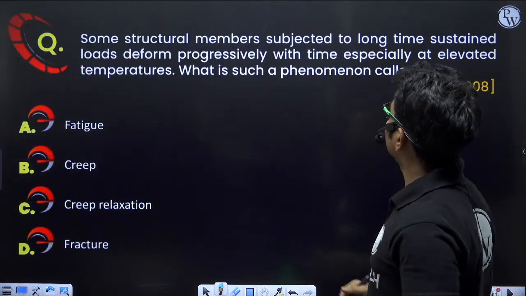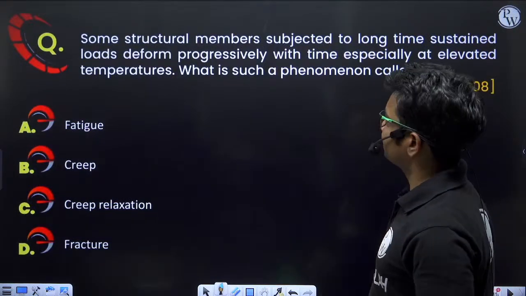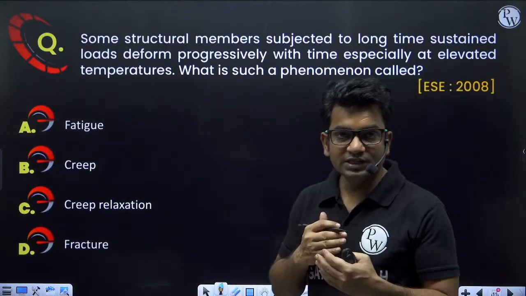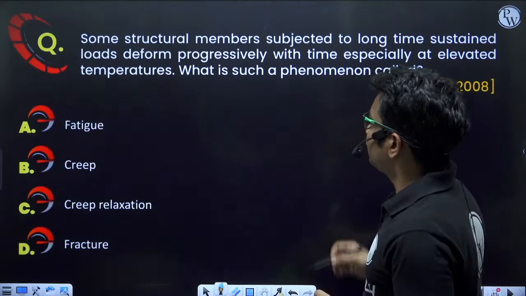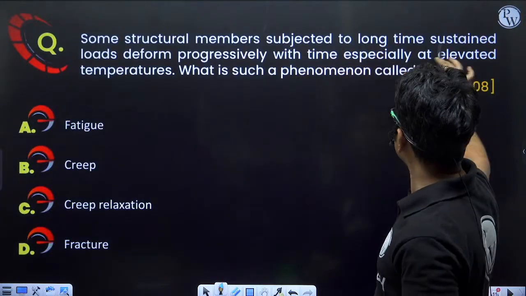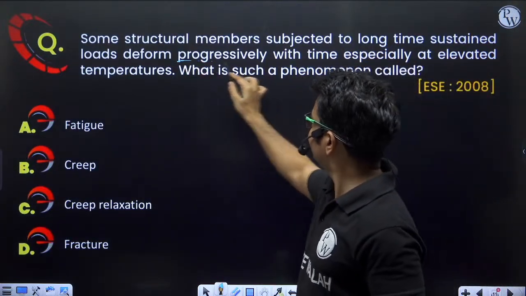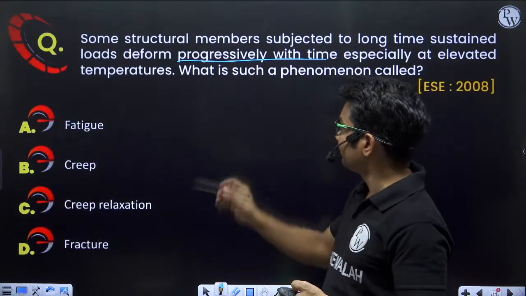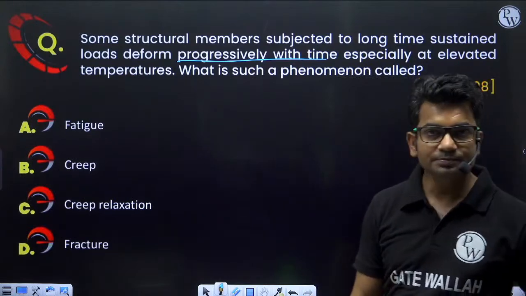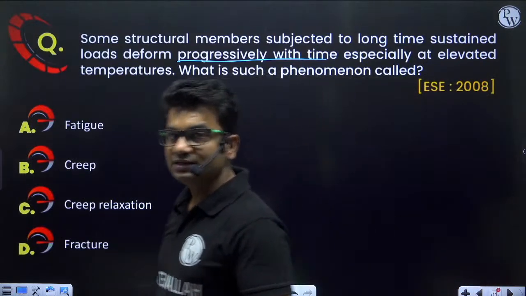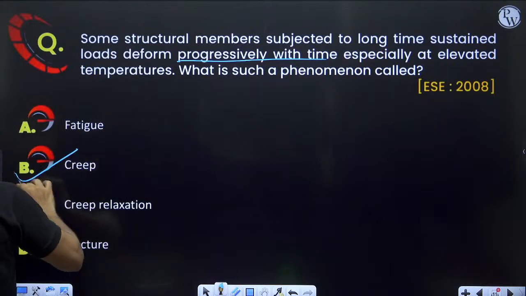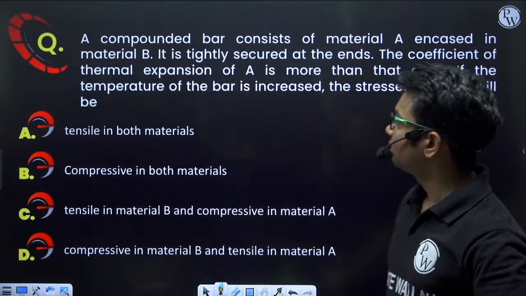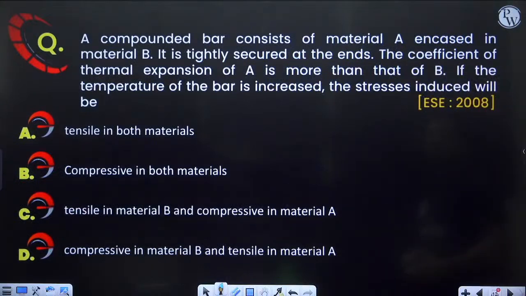Some structural members subjected to long time sustained loads deform progressively. Progressively means the deformation keeps on increasing with time. Some structural members subjected to long time sustained loading deform progressively with time, especially at elevated temperature, especially at high temperature. What is such a phenomenon called? This phenomenon is called creep.